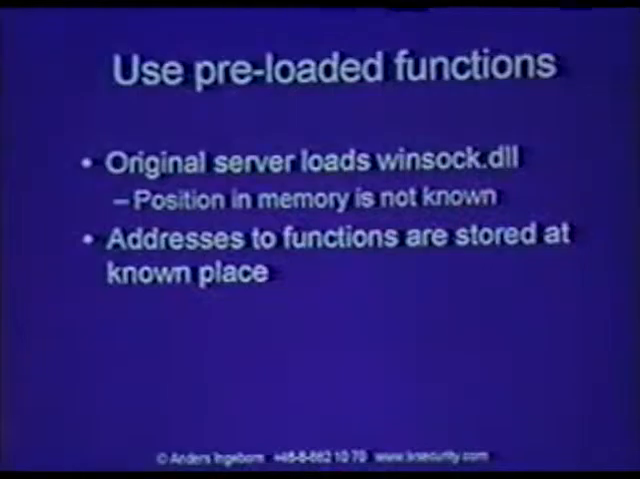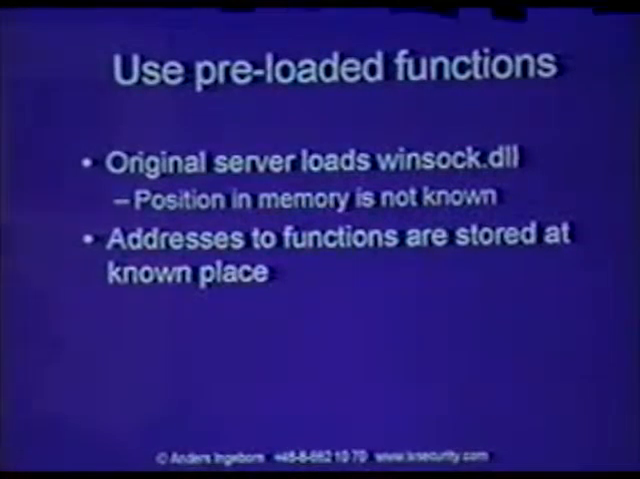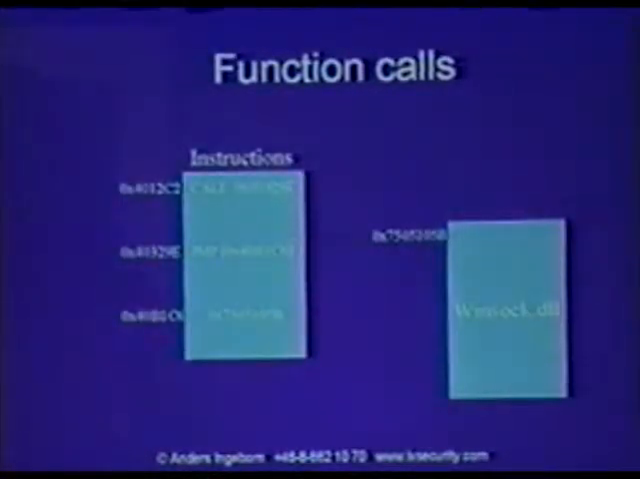To further minimize and optimize the code of the first payload, I suggest using those functions that have already been loaded by the server. And of course the server needs to use some functions from the Windows Socket library. I mean, it receives the first payload. And the addresses to these functions are stored at known places within the instructions of the server process, as long as it hasn't been relocated, while the library may be stored at an unknown place in memory.